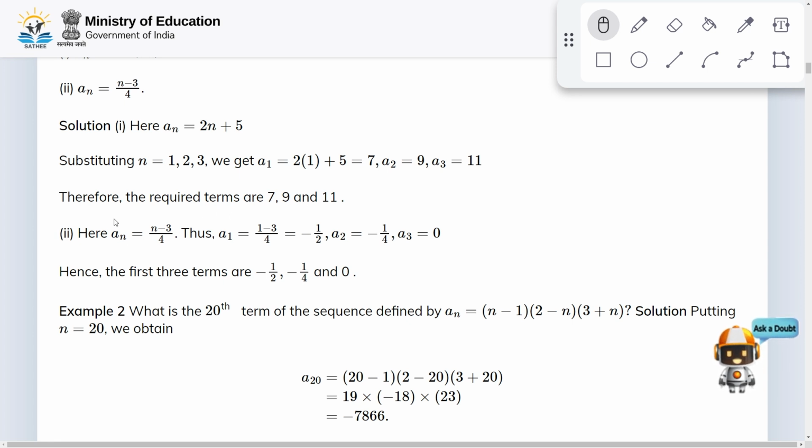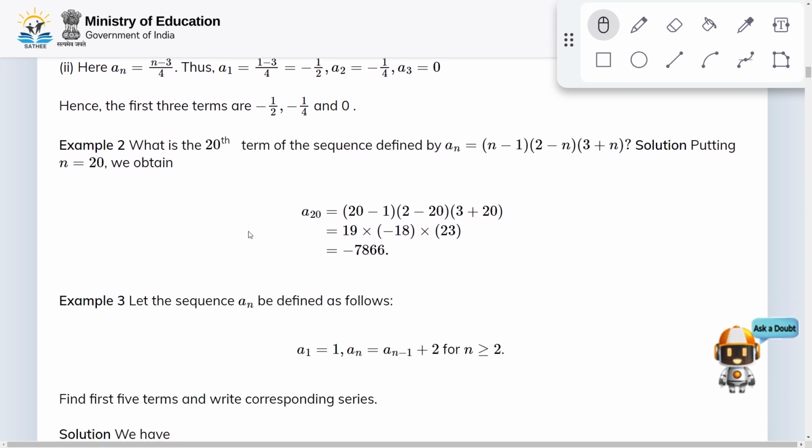We do the same here with n equals 1, 2 and 3. For n equals 1 you get minus 2 by 4, which is minus half. For n equals 2, minus 1 by 4. For n equals 3, 0. Clear? Very simple, very easy.